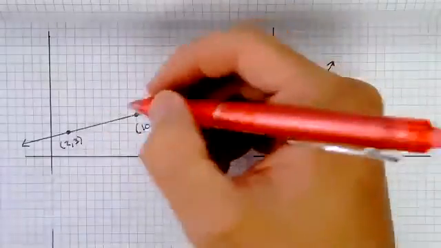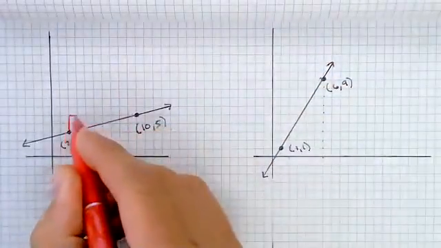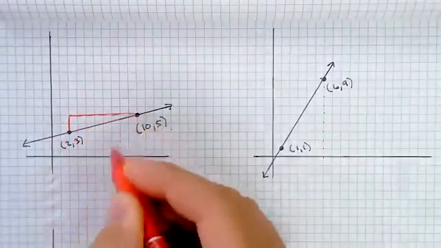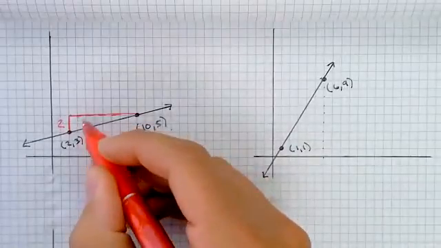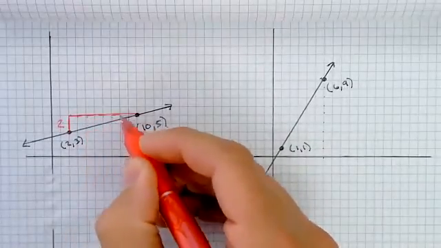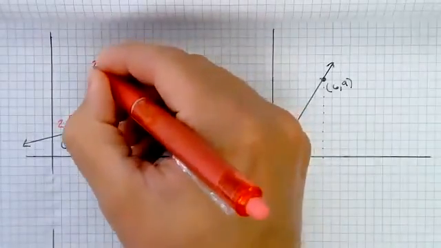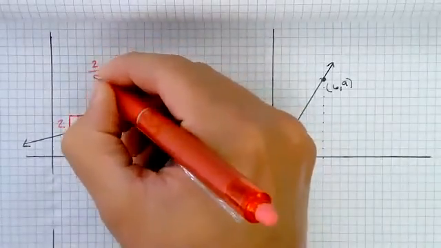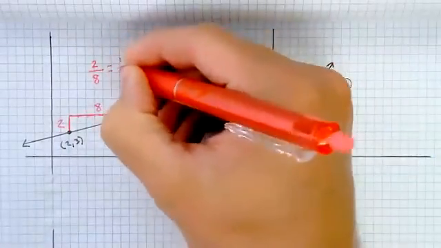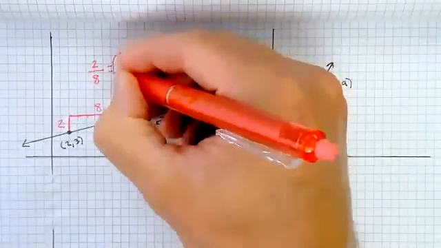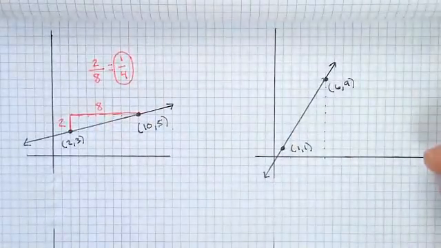All right, so on this first one, just make our little triangles. We go up 2. We go over 1, 2, 3, 4, 5, 6, 7, 8. So our change in y values again goes on top. Our change in x values goes on the bottom. So we get 2 over 8, which would give us a slope of 1/4.